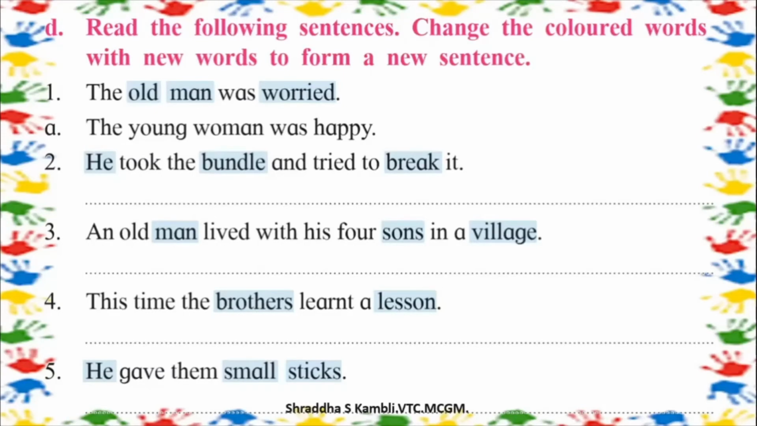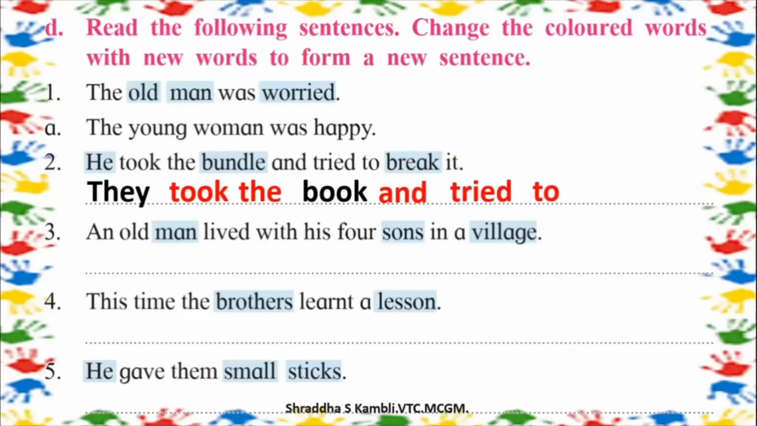So he took the bundle and tried to break it. So let us try to change the he, let us try to change the bundle, and let us try to change the break. So let us use some other word here. So come on, let's start. So instead of he, I will write they. Then took will remain the same. The will remain the same. Bundle, I will change it to books or book. Okay, so the bundle has changed to book. He has changed to they. And will remain the same. Tried will remain the same. To also will remain the same.